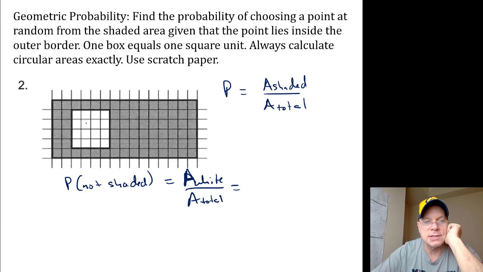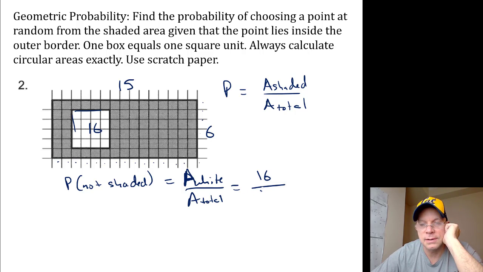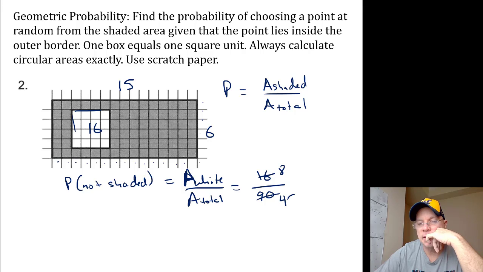The white area is easy to find. It's a 4 by 4 square, so that has an area of 16 compared to the total area, which is 1, 2, 3, 4, 5, 6, 7, 8, 9, 10, 11, 12, 13, 14, 15. It's a rectangle. It's 15 by 6. So 90. 16 over 90 is 8 over 45.